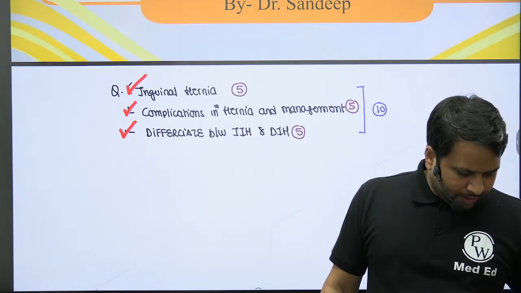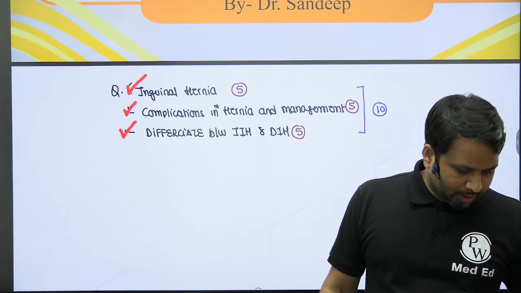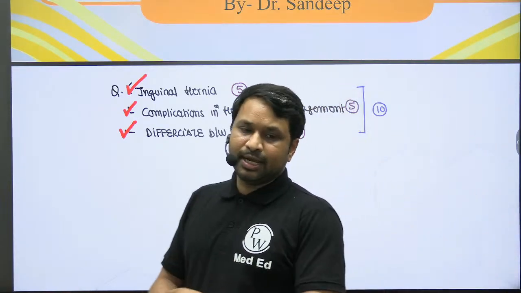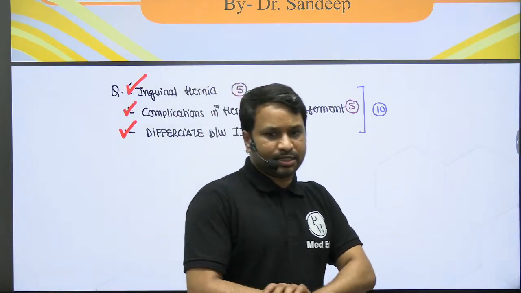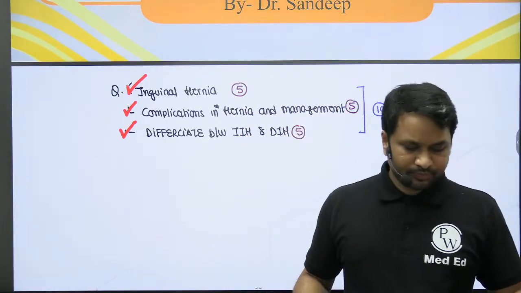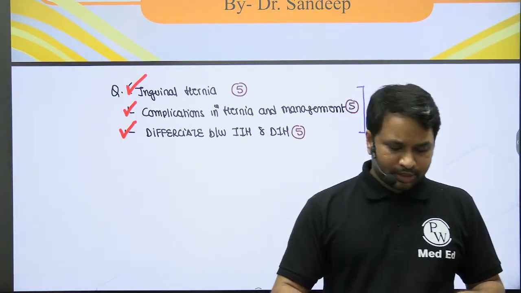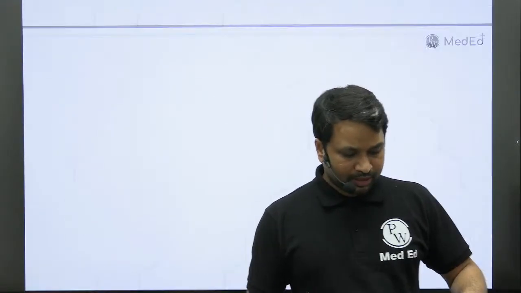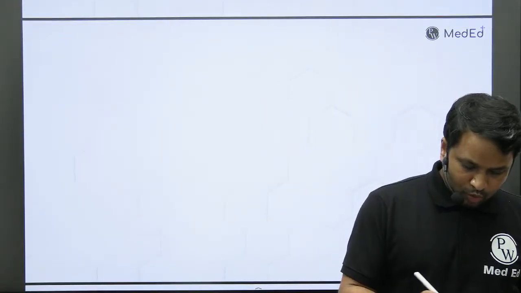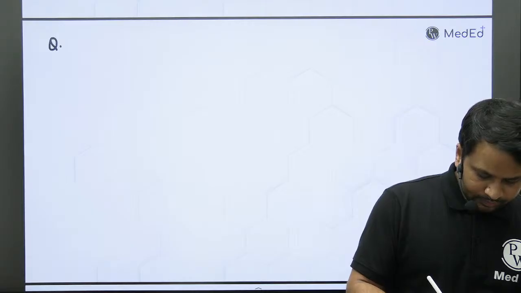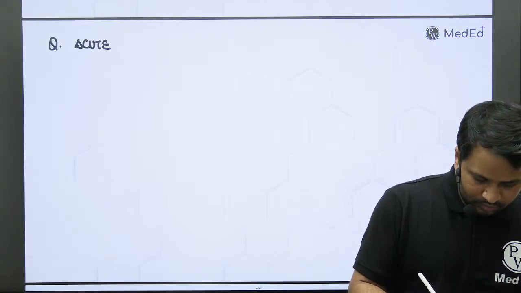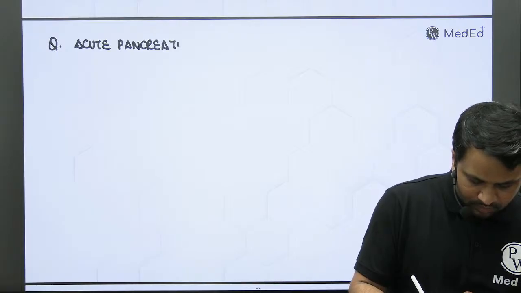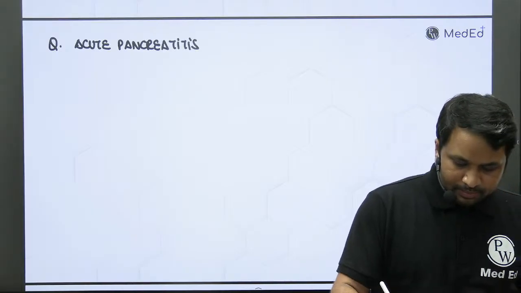So the next topic that we're going to talk about is going to be pancreas. In pancreas, one question came up, that is going to be acute pancreatitis. So we'll talk about acute pancreatitis. One question that was asked in our exams, repeatedly asked from the pancreas, was on acute pancreatitis.